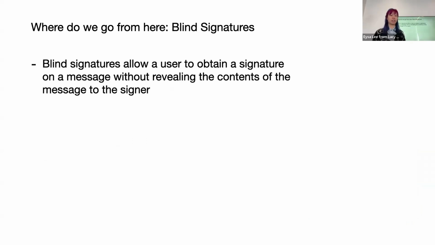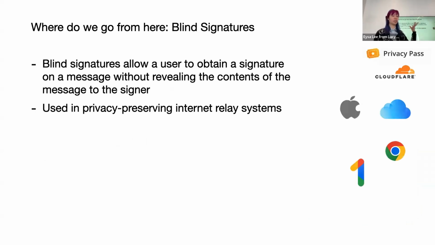There's also, I'm interested in blind signatures, which are another privacy-preserving scheme where I can receive a signature on a message without revealing the contents of this message to the signer. And this is very useful, and it's used in privacy-preserving internet relay systems like Privacy Pass, which is used by Cloudflare, the iCloud relay system, the now deprecated Google One VPN, and Google Chrome's private state token, I think.